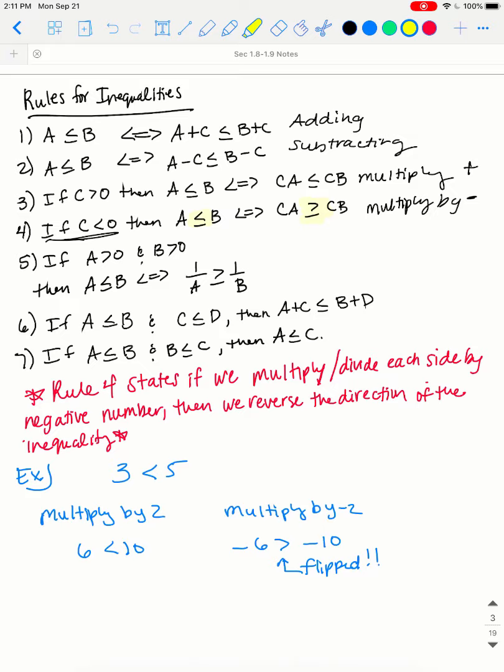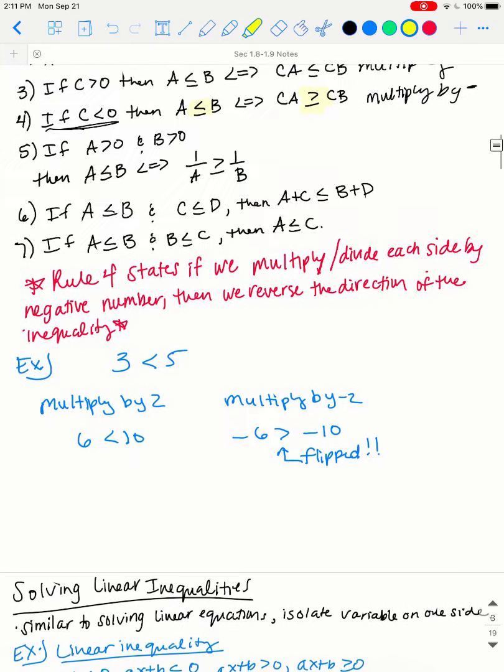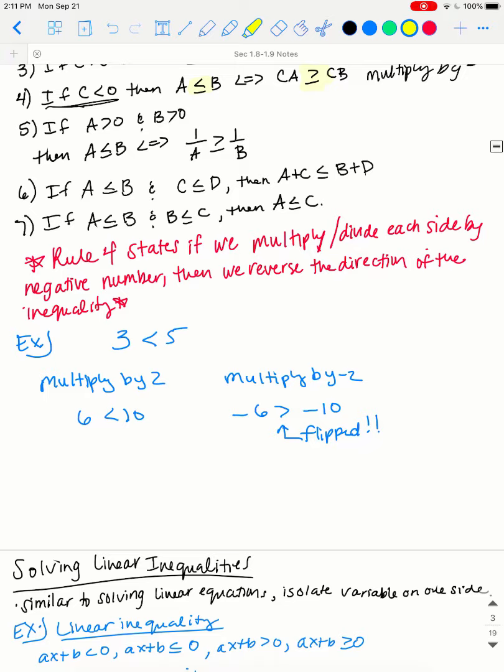If A is greater than 0 and B is greater than 0 and A is less than or equal to B, for our fifth rule, it's saying that the fraction of 1 over A is greater than or equal to the fraction of 1 over B. Our sixth rule states if A is less than or equal to B and C is less than or equal to D, then when we have A plus C, that's going to be less than or equal to B plus D, because A and C are both less than or equal to B and D.